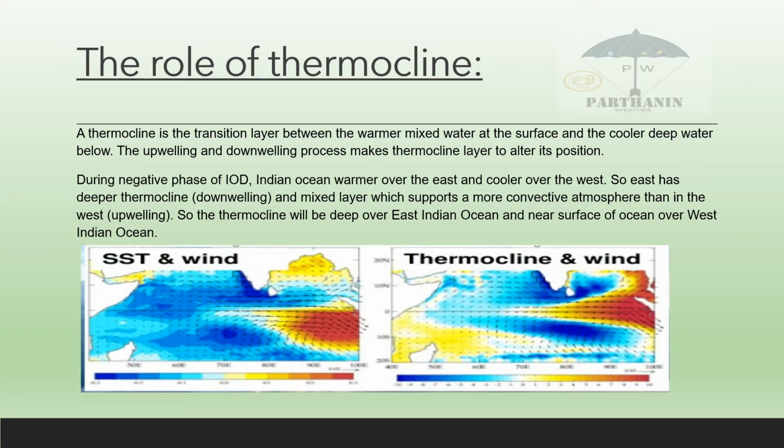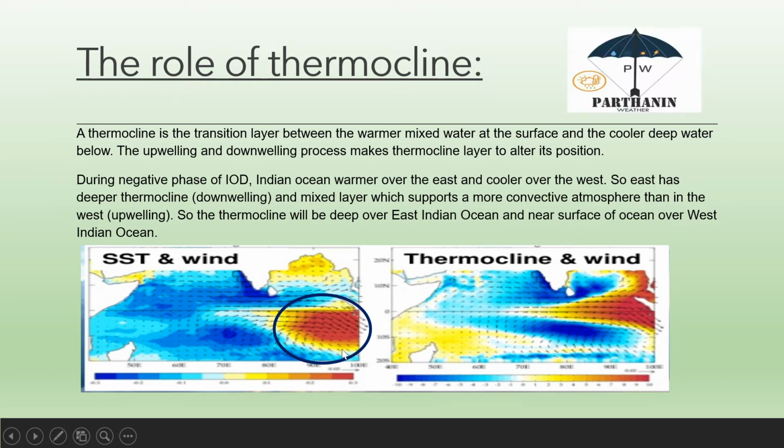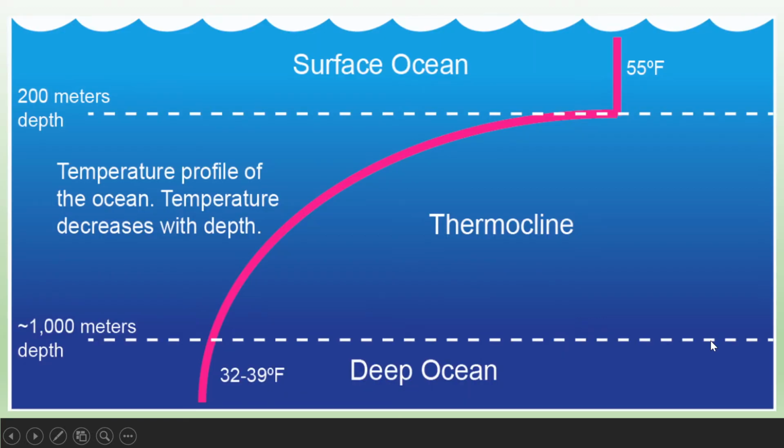This is what I have shown in the picture. You can see that SST is cooler here, the blue color, and the red color, the SST is warm. This is the negative phase of the Indian Ocean dipole. So here the thermocline is near the surface, whereas here it goes deeper into the ocean. This is where the cooler surface ocean happens. The thermocline is shown by the pink line. It is near the surface where it is cooler, and where the warmer ocean occurs, the thermocline goes deeper into the ocean.